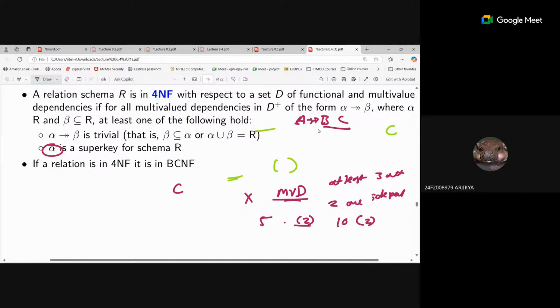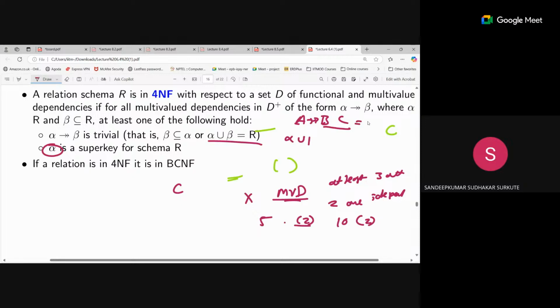But if you just take alpha union beta as R, go by that, the trivial situation. The second condition for triviality is alpha union beta should be R. So A union BC is R, na? So that's trivial. In case you miss this, we can see alpha union beta.